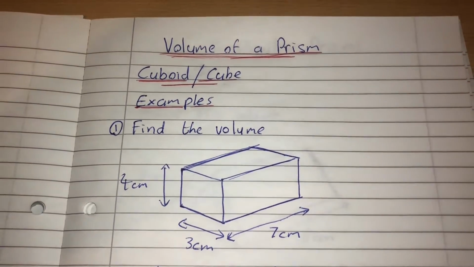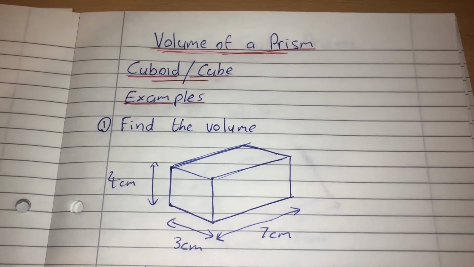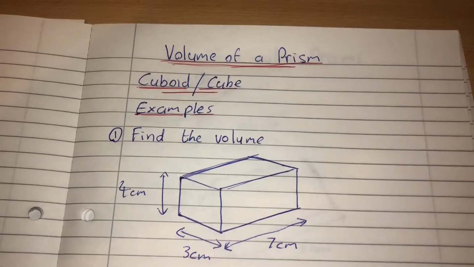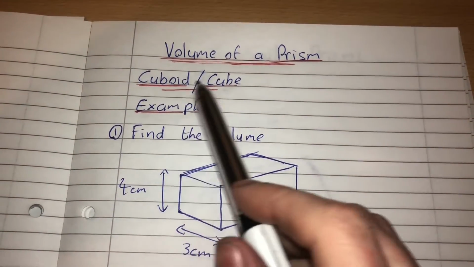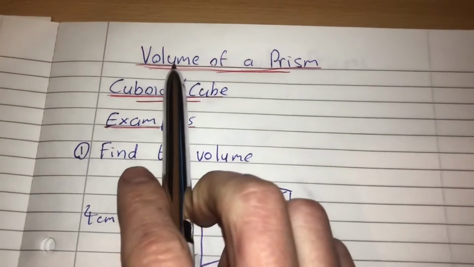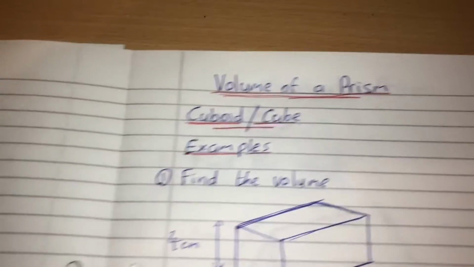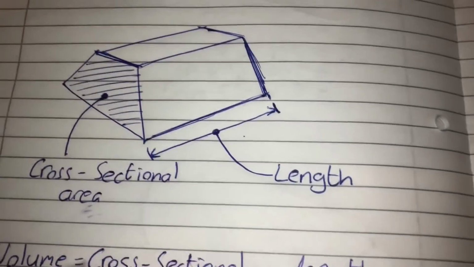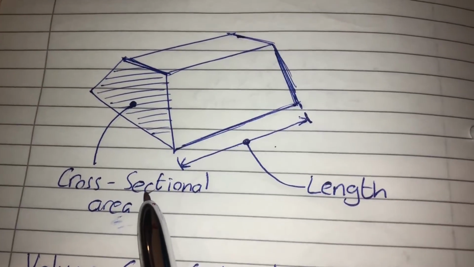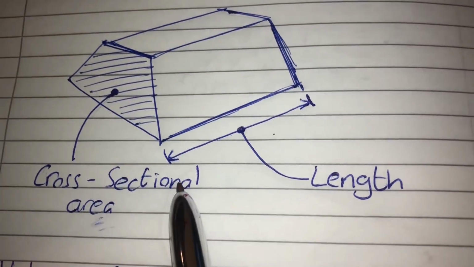If you haven't already, it's important to make sure that you've watched the first video on volume, because we looked at how we find the volume of both cubes and cuboids, and we'll do a quick recap on that with an example. We are going to look at in general how we find the volume of any prism. Okay, there's a general rule for this, and that is basically how we find the volume of any prism is we find the cross-sectional area and we multiply it by the length.